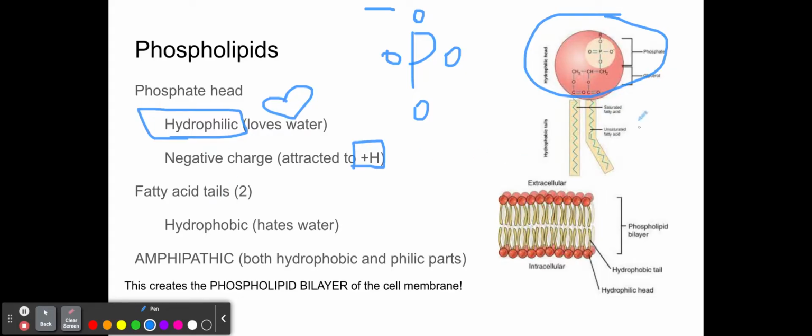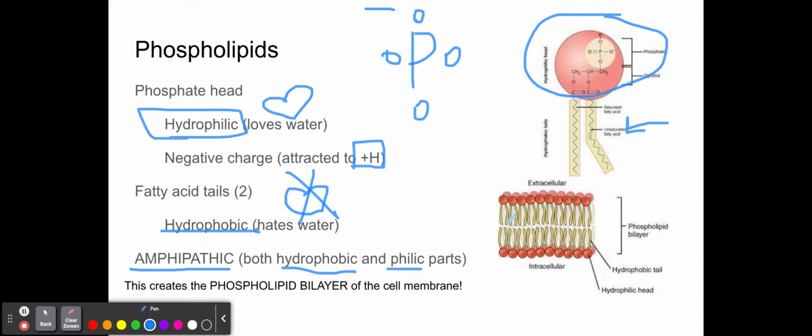The 2 fatty acid tails, on the other hand, down here at the bottom, they actually hate water. They're afraid of water. We'll put a little heart with a little slash through it. They do not like water. So this property is actually called amphipathic. You've probably heard of somebody being ambidextrous. This is kind of like that. Amphipathic means it has both a hydrophobic and a hydrophilic portion, which this does.